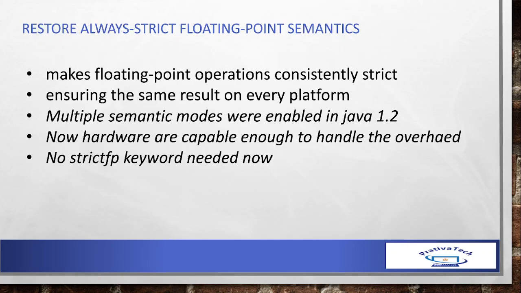In this video, we will look at the first feature provided in Java 17 in detail, that is, restore always-strict floating-point semantics. With JEP 306, Java changes some of the floating-point semantics. The goal of this change is to add regularity to floating-point operations by making them always strict. Before Java 1.2, this was the default behavior, but this required lots of overhead on some of the hardware architectures.